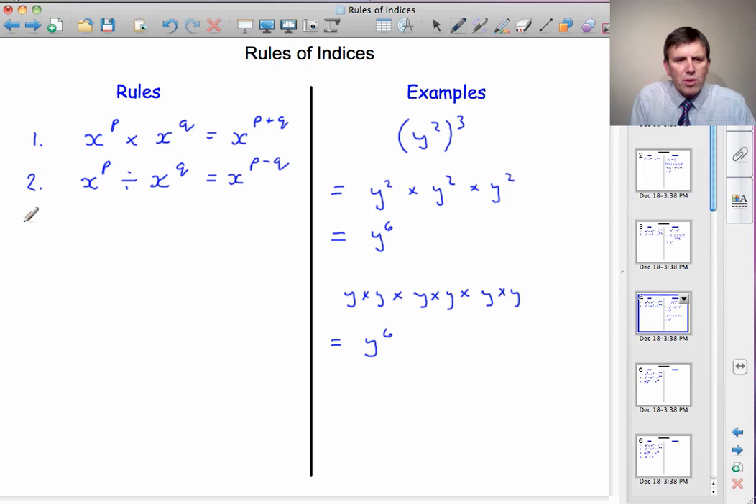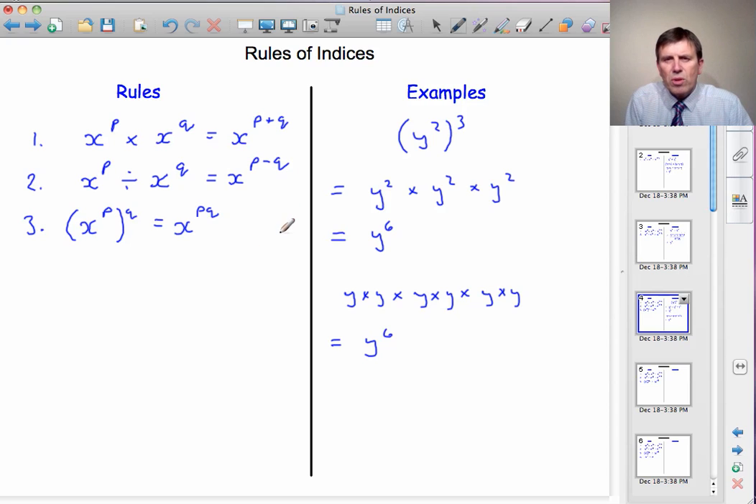So that leads to our third rule, generalizing: x to the power p all to the power q is equal to x to the p times q, which we can write as pq. Y squared all to the power 3 is y to the 2 times 3, y to the 6. But 2 and 3 could be any numbers, so x to the p all to the power q is x to the pq. And we now have the 3 most important rules of indices. The other 5 will all follow automatically from these 3.